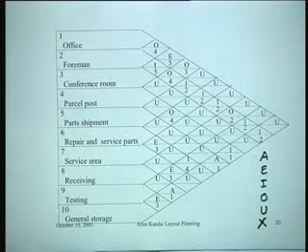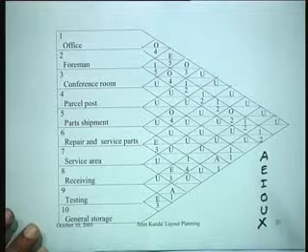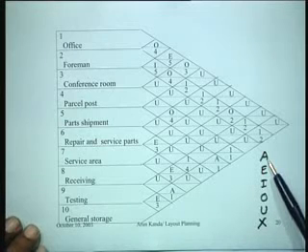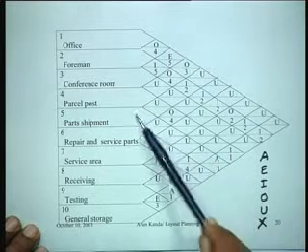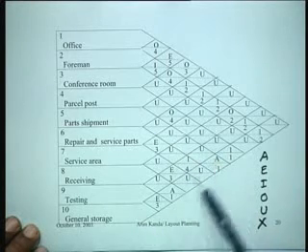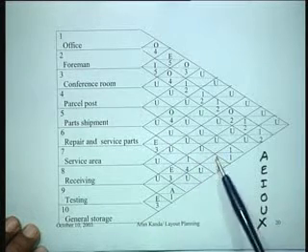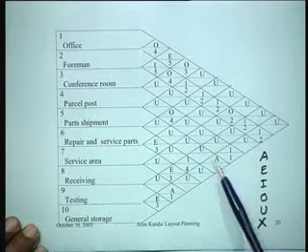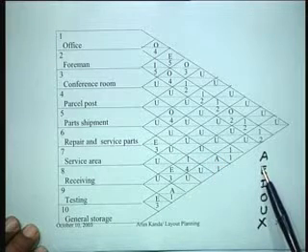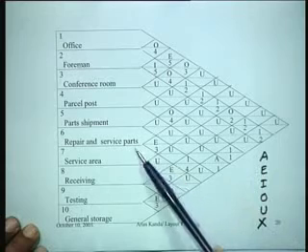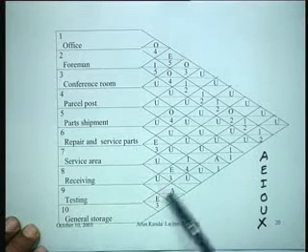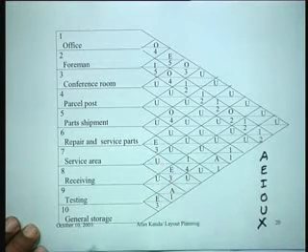What this means is, A means it's absolutely essential to locate the departments close to each other. For instance, this is A. It shows that parts shipment and general storage, it's absolutely essential to have them close to each other. So you have an A rating. E means it is essential, but not absolutely essential. So for instance, service area and testing, it's essential to have them close to each other.